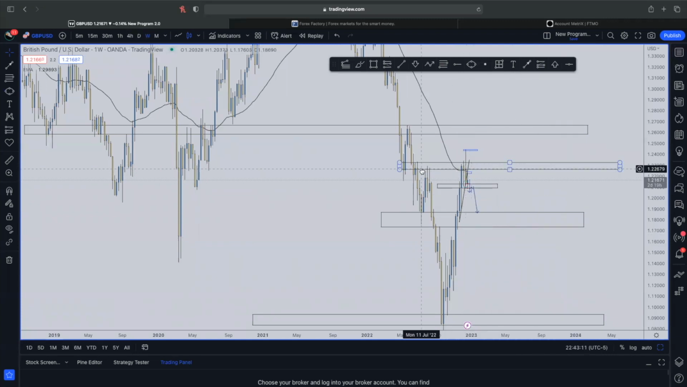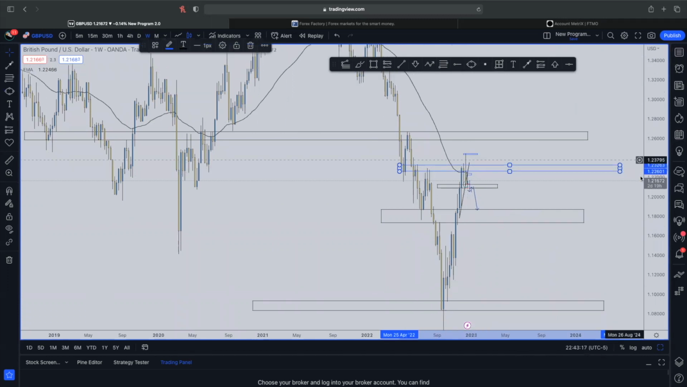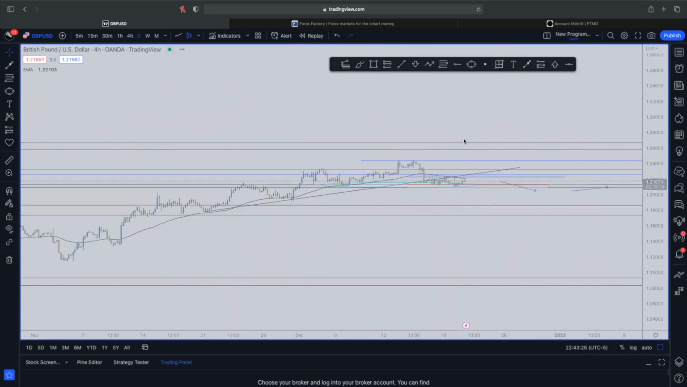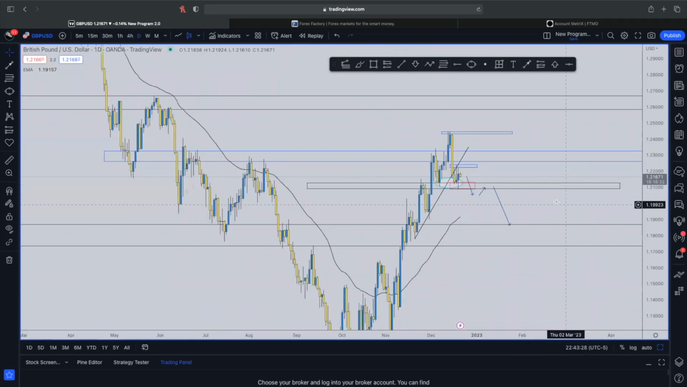the weekly time frame is rejecting this key area right here, marked off by this box that I'm gonna mark in blue, as well as the 50 EMA on the weekly time frame, right? And I could also see price retracing a little bit more down to this area before going long again, or just continuing to go short, right? So I do see short scenarios for different reasons, right?